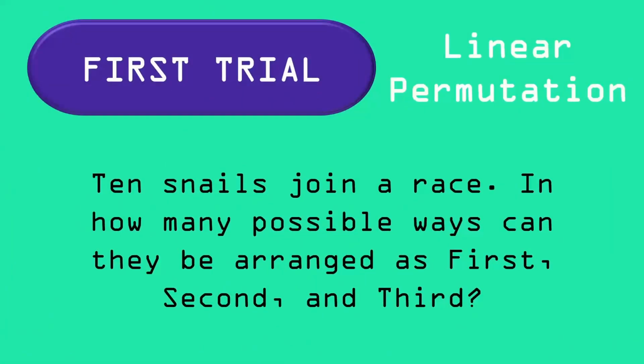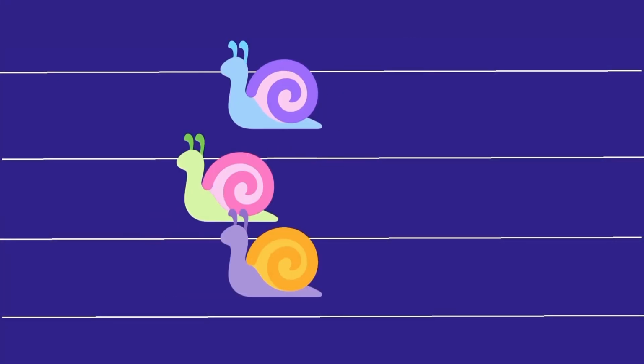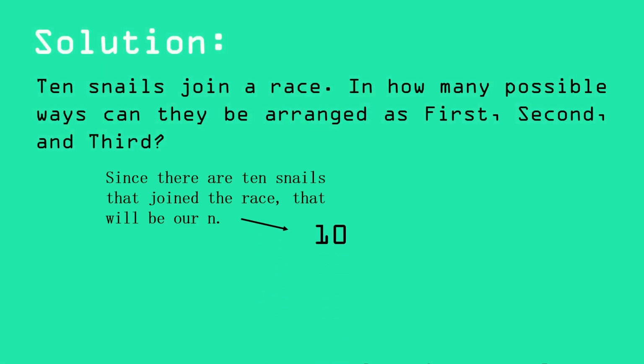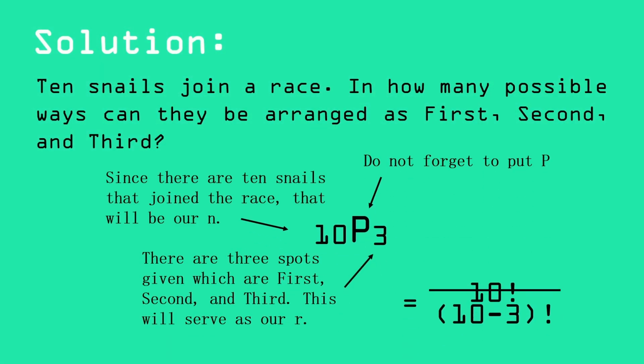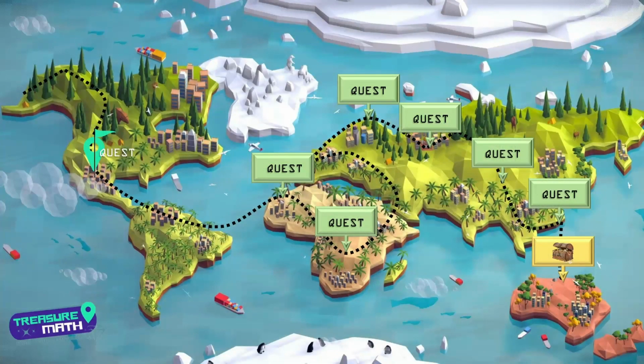10 snails join a race. In how many possible ways can they be arranged as first, second, and third? Using the linear permutation formula, the answer is 720. Great job! You're doing so well. Moving on to the second quest.